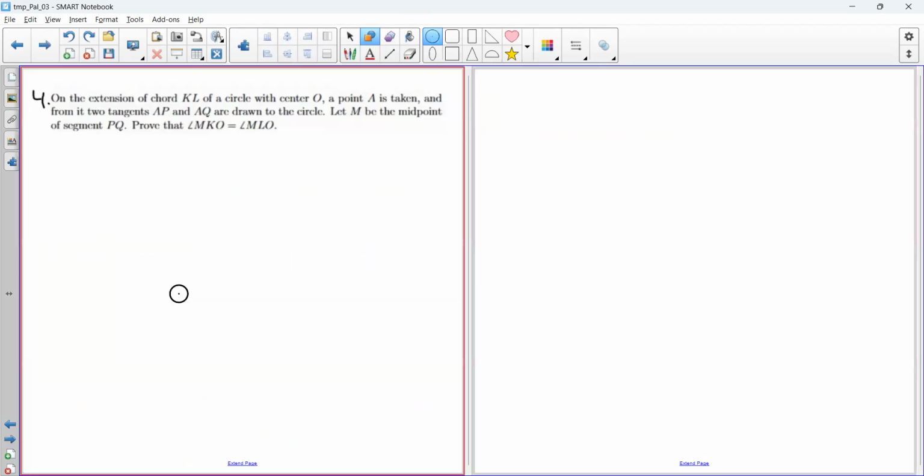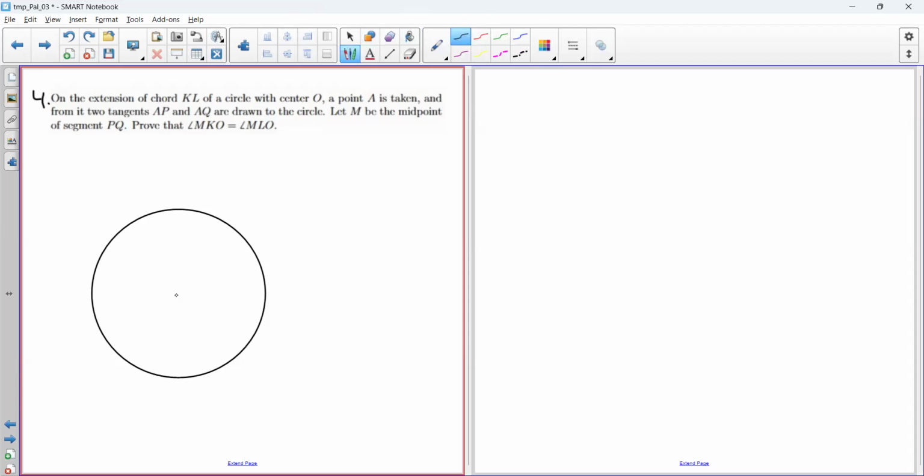So we need a circle. Like in such tradition, we always start from a circle. Then we need to take a chord. So we have the center O. Then we have the chord and the extension.